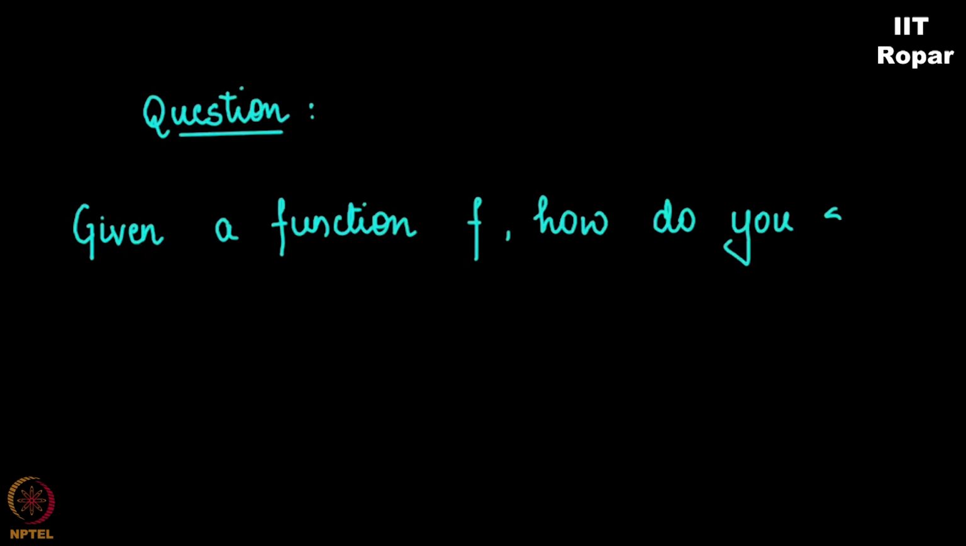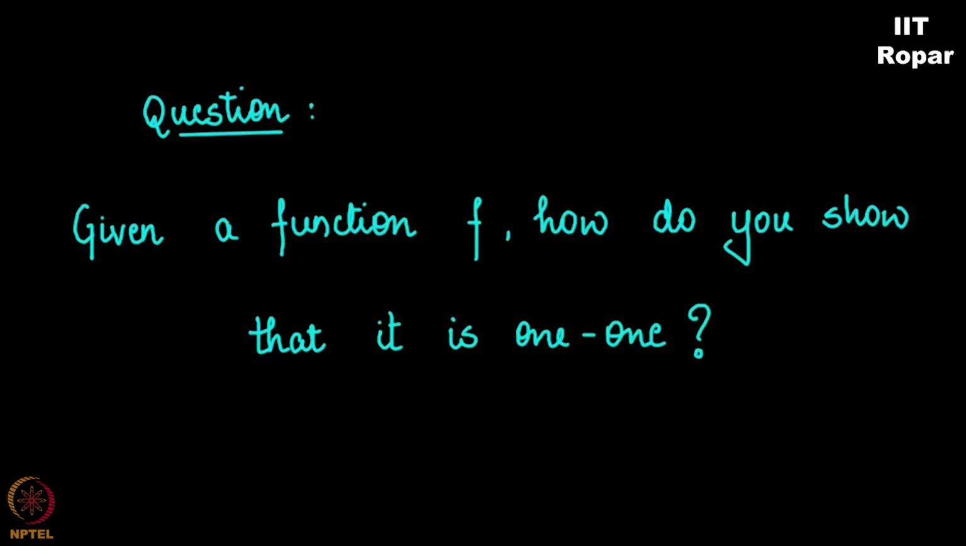Here is a slightly involved concept. Although straightforward to explain what the question is, you will take some time to even understand what this question is all about. The question goes like this: given a function f, how do you show that it is 1-1? It sounds like, why are we even asking this question?